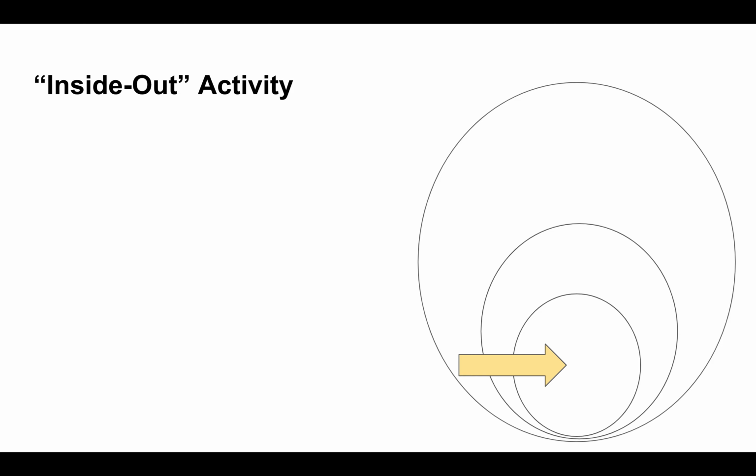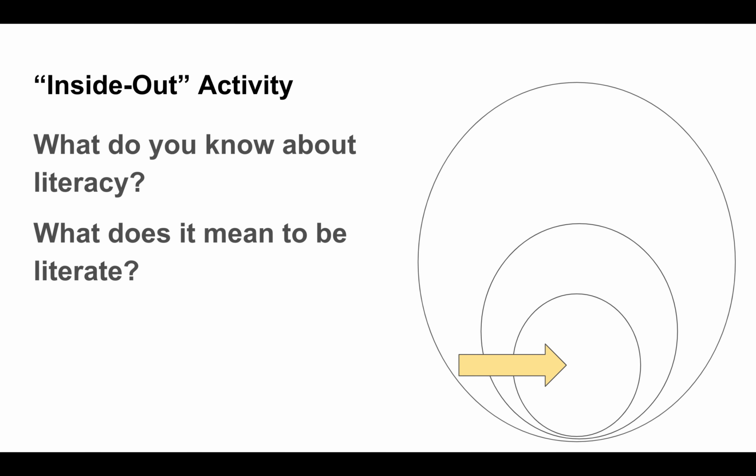Here's an example. The activity that I gave you in the first video, I think, or maybe the second one of the semester, asks you on the inside circle, what do you already know about literacy? What's your definition of what it means to be literate? And I asked you to sort of sketch this out. Now, this activity usually includes a middle circle, but there wasn't really a good way to facilitate that.